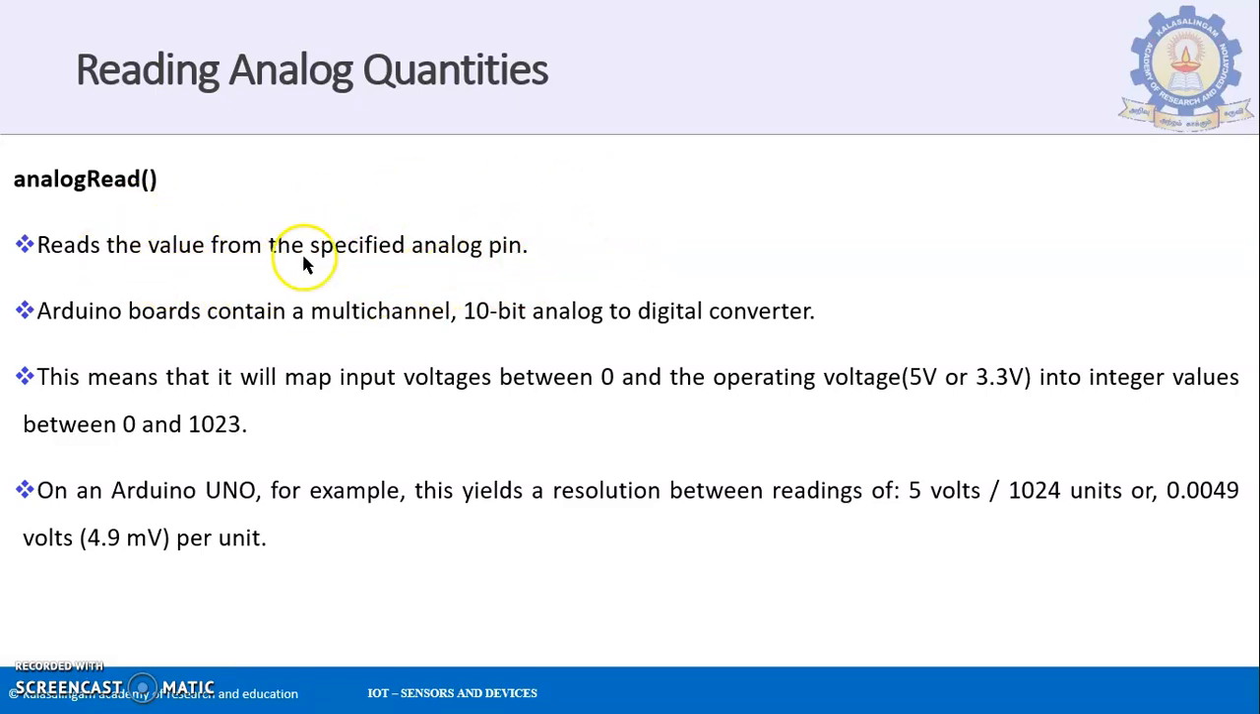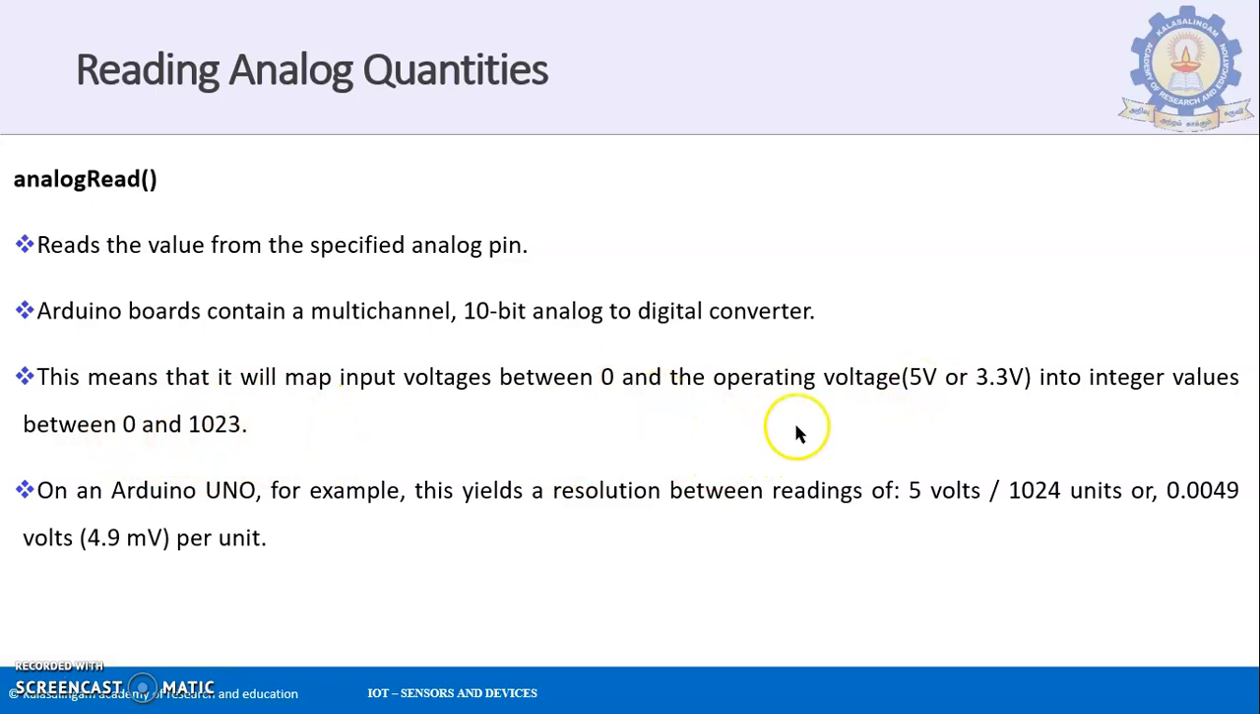From the analog pin, it will read the particular value, and the Arduino board contains a multi-channel 10-bit analog to digital converter. So you have 5 or 6 dedicated pins there, with separate channels for each pin, so separate 10-bit A to D converters are available. This means that it will map input voltages between 0 and the high voltage, 5 volts or 3.3 volts, to values between 0 and 1023. So 10-bit is 2 to the power 10, 1024 values, so it will be 0 to 1023.